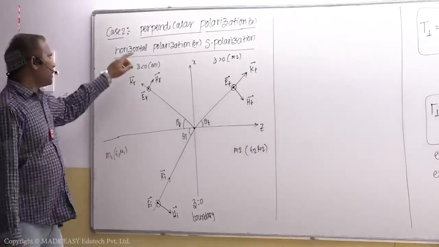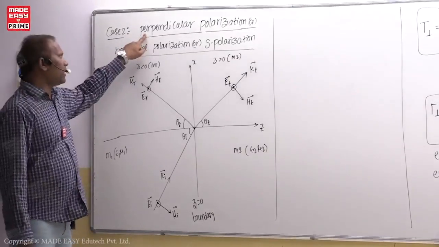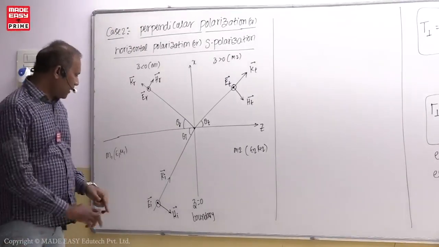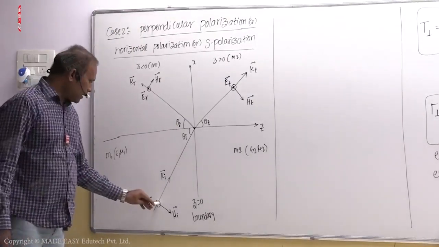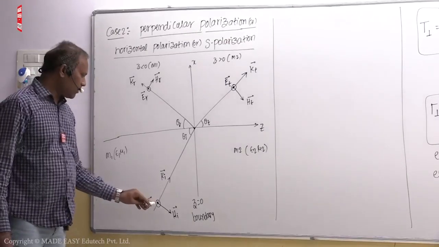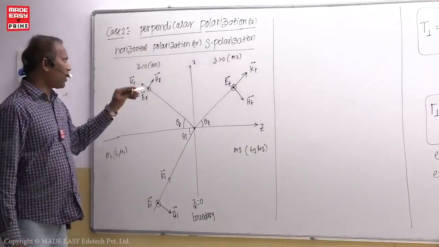So dear students, let us talk of perpendicular polarization. In this perpendicular polarization, incident wave electric field is out of the board here. That is, electric field is perpendicular to the plane of incidence actually. That is why it is called perpendicular polarization.